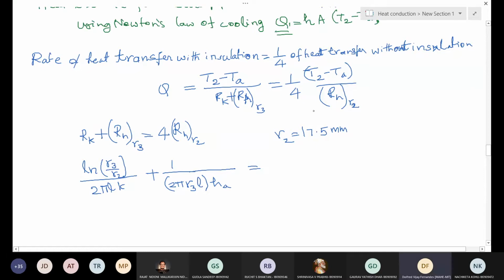And what about the right hand side? We have 4 times, what is this? Again, 1 by 2 pi R2 L into HA. So you can see that 2 pi L is common everywhere. You can take it out.